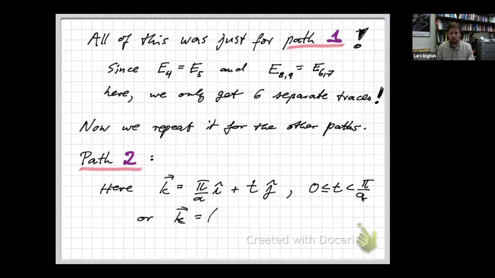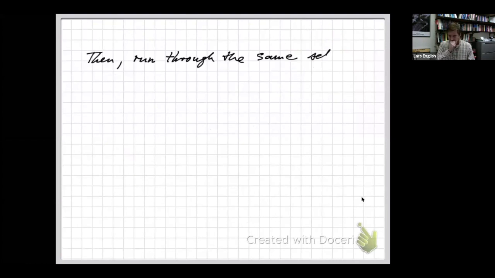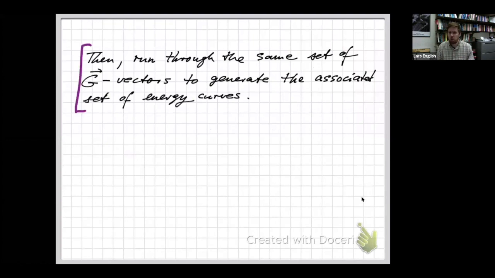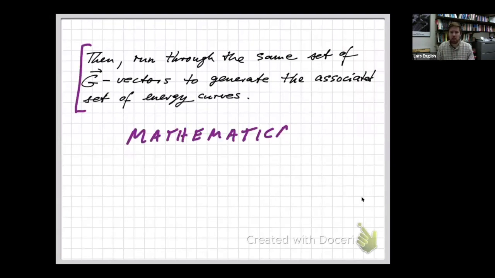All right, with an eye towards Mathematica, we can write this k vector also as a row vector, pi over a comma t, a little bit simpler that way. And now we would have to run through the same set of g vectors that we saw before to generate the associated energy curves. I don't want to do that by hand. I would like to use a computer program to do that for us. So that's what we're going to do.